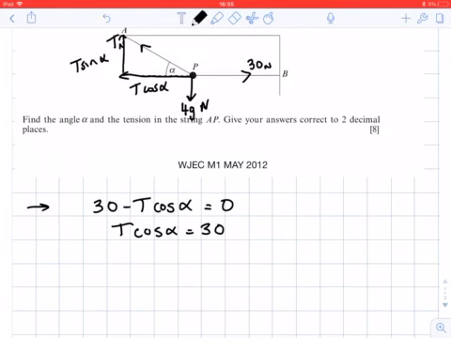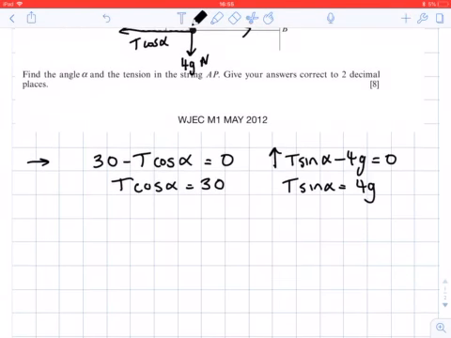If I now look in my vertical, I have T sine alpha take away 4g is also equal to 0. So I'm going to write that as T sine alpha is equal to 4g. Now with these two equations, I could do a rearrangement, I could do substitution, but I noticed something about my trig identities here. If I write both these equations on top of each other, T sine alpha is equal to 4g and T cos alpha is equal to 30.